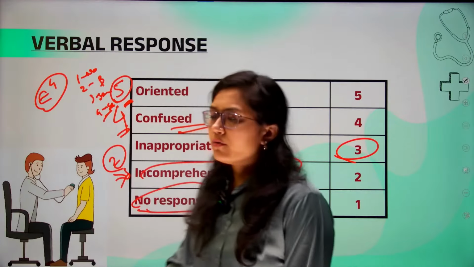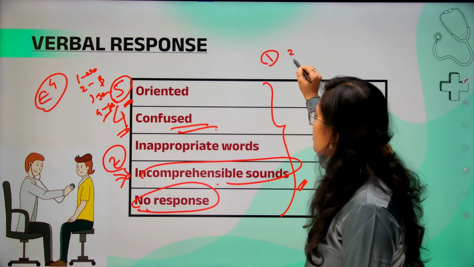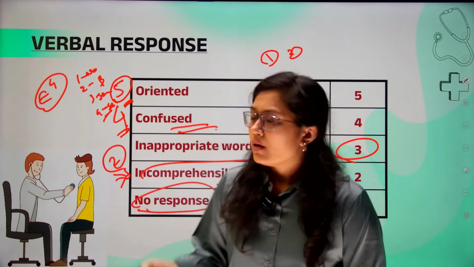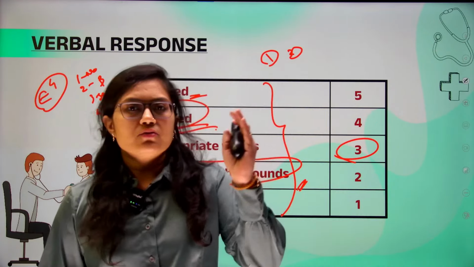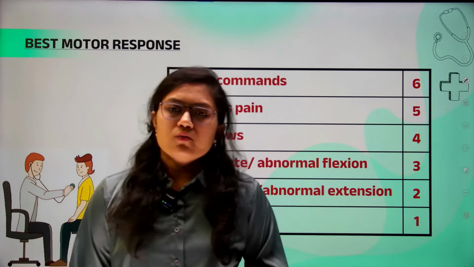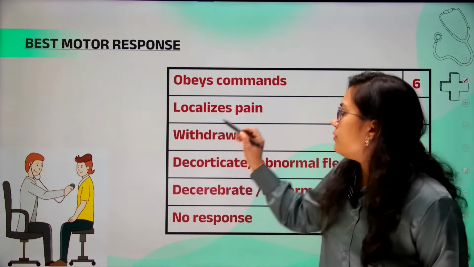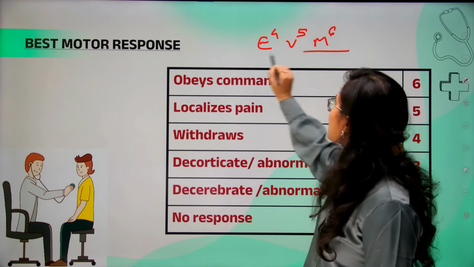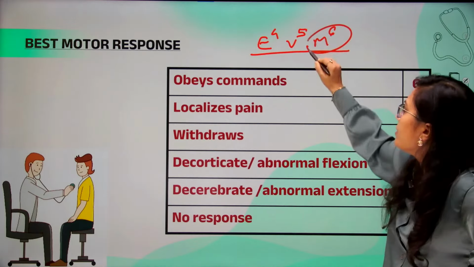Now if I talk about the verbal, that would be having a 5. 1 is no response, 2 is incomprehensible sounds, 3 is inappropriate words, 4th is confused and 5th is oriented. So these are the 5 gradings for the verbal response. Now we go for the motor response. As I told you, there will be E4, V5 and 6. So motor response would be having 6 grades.